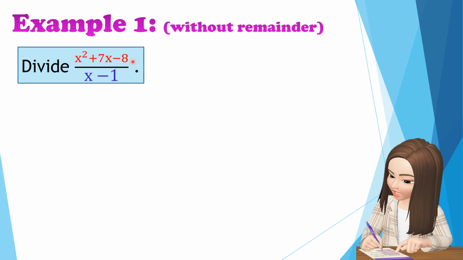So for the dividend, we have x squared followed by 7x raised to 1 and then the constant. So this is in standard form and there are no missing terms. For the divisor, we have x raised to 1 followed by the constant. So this is also in standard form and there are no missing terms. Now, let us rewrite this into long division form.